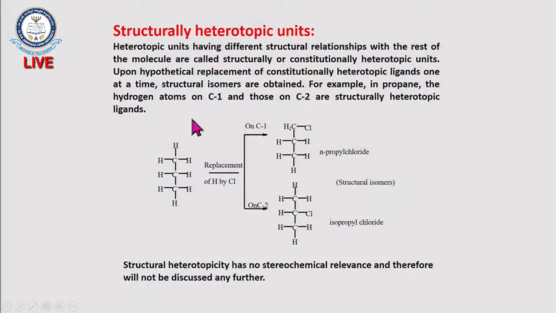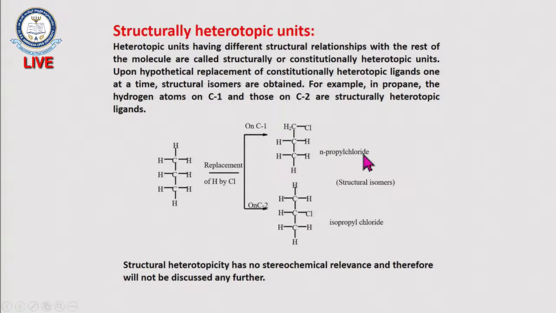In these heterotopic ligands, we will take the propane compound. We are taking n-propane, which has 6 hydrogens attached on these central carbons. Now we apply the substitution criteria to this n-propane, where we substitute one of the hydrogens from the C1 carbon with chlorine. Then what happens when the C1 hydrogen is replaced with chlorine?